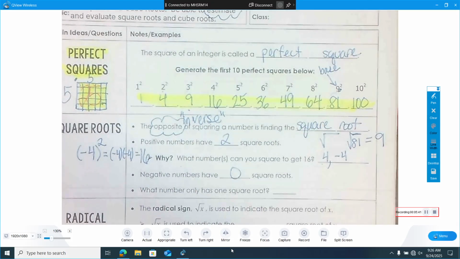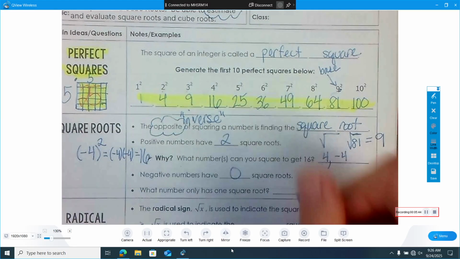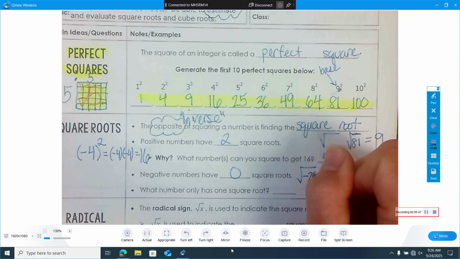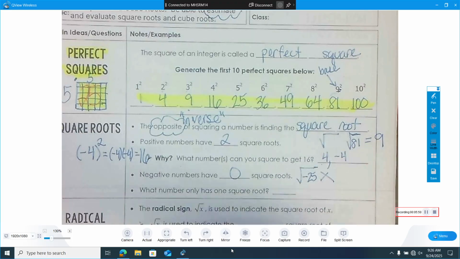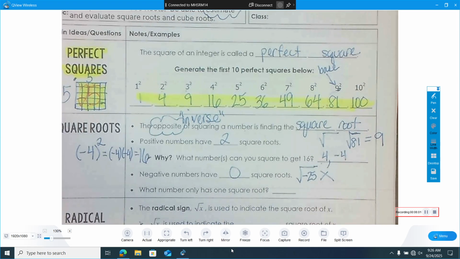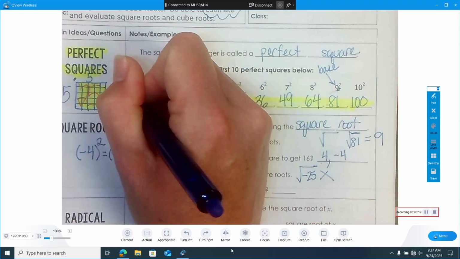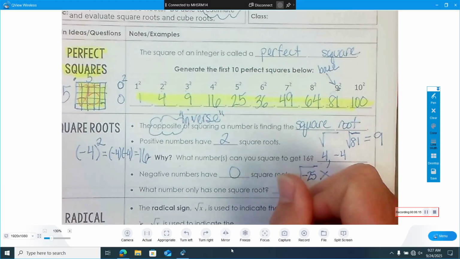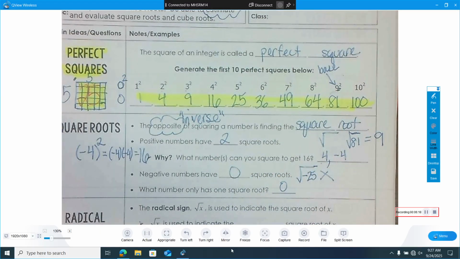Negative numbers have 0 square roots. I cannot take the square root of negative 25. It is not a real number. So we cannot take the square root. You'll notice here that the negative is underneath. And what number has only one square root? Negative 1 would also give you 1 when you square it. So one number wasn't included on here. 0. Yeah, 0 actually is the only number whose square root is just 0, which is kind of interesting.